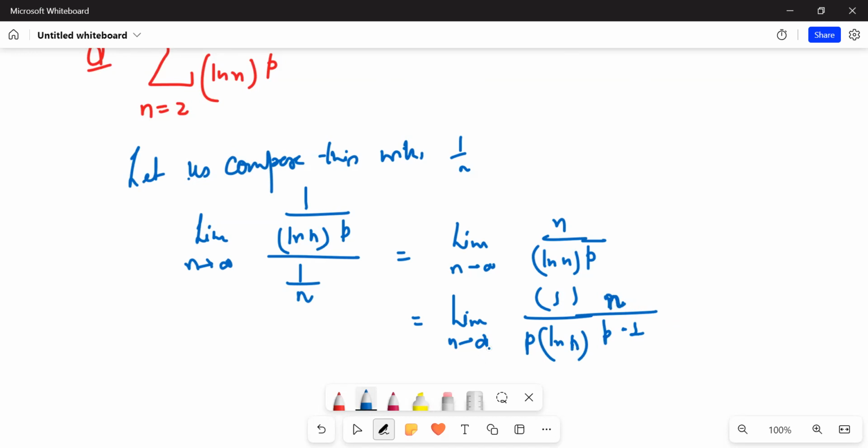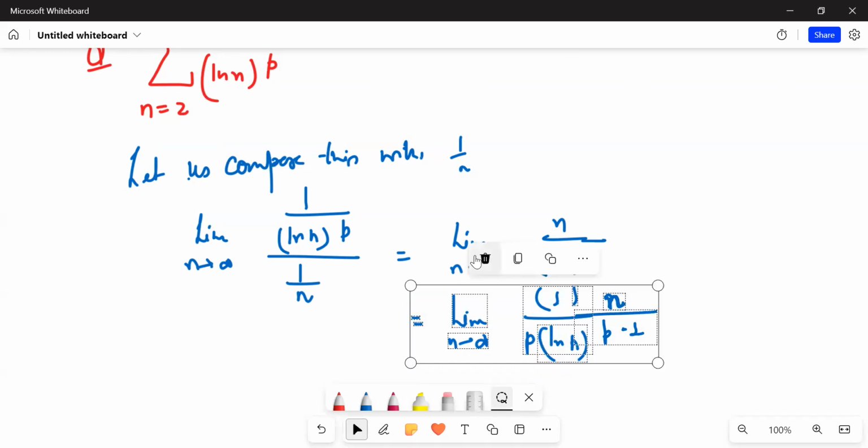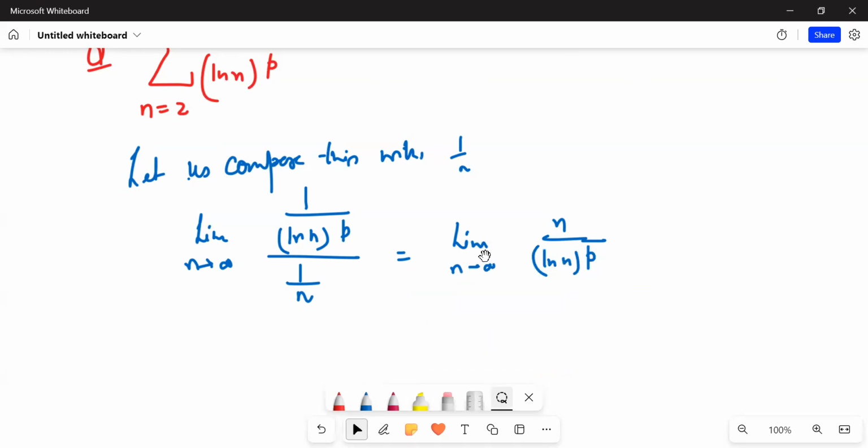Or instead of doing this, I'll use a replacement. So see, I know that n is tending to infinity. So I'll assume n equals e to the power m and m tending to infinity. This is one and the same thing, because if m tends to infinity, then e to the power m tends to infinity. And if e to the power m tends to infinity, then n tends to infinity.